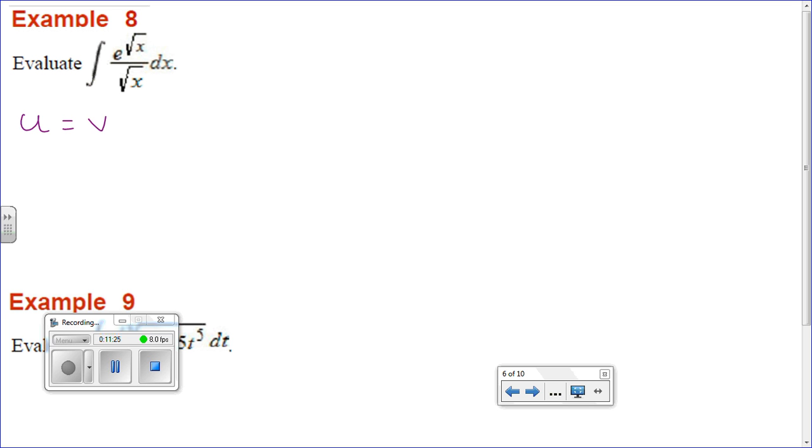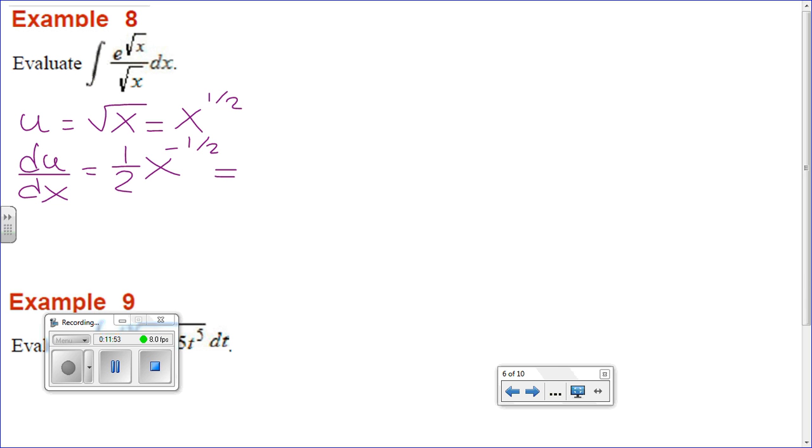So u will be square root of x, which you all know is x to the 1/2, right? So to take the derivative of u with respect to x, it will be 1/2 by using power rule times x to the 1/2 subtract 1 in the exponent. We're deriving. Negative 1/2. Okay. Now from here, I'm going to make it look like a square root again. So it's going to be 1 over 2x to the power positive 1/2. And if I put it inside a radical, it will be like 1 over 2 the square root of x.